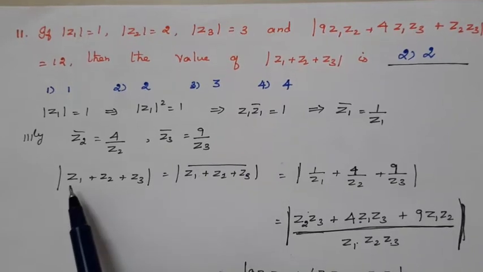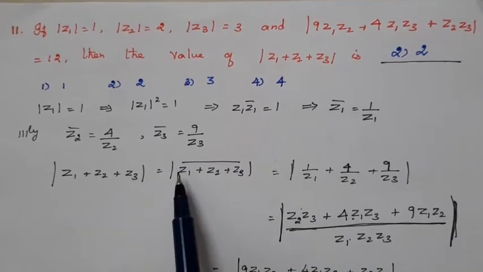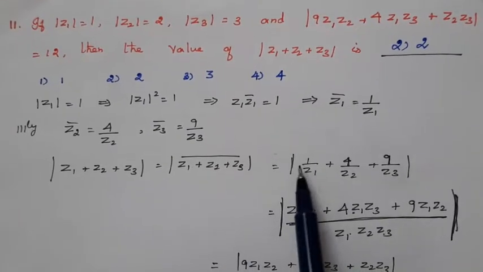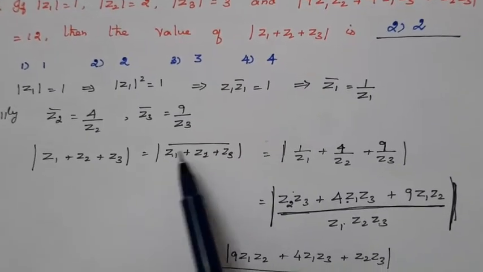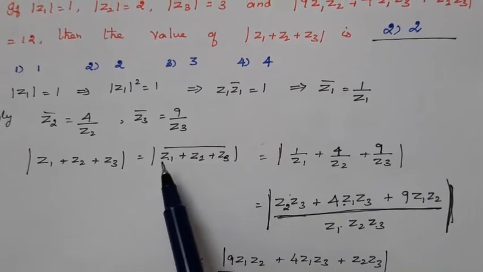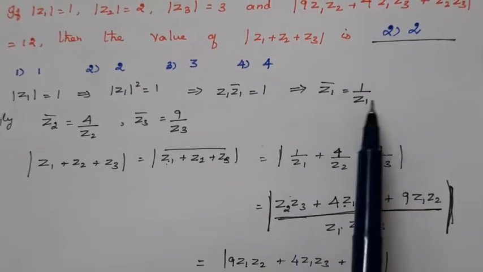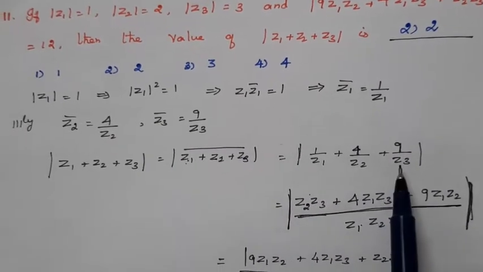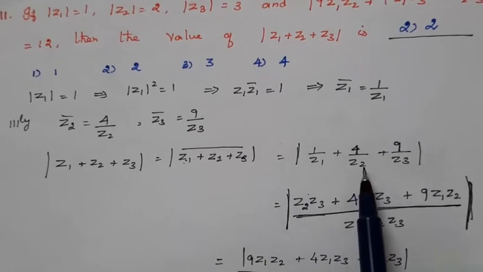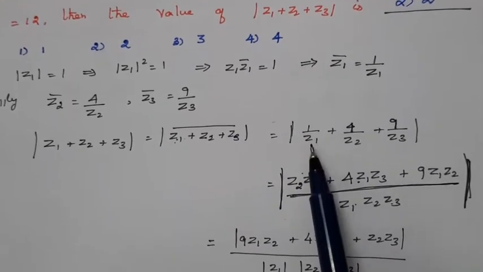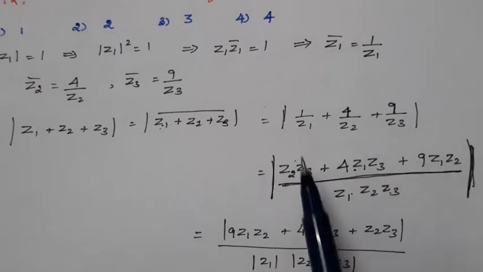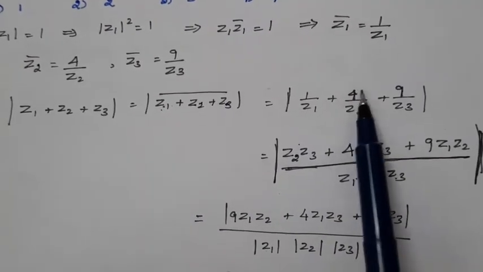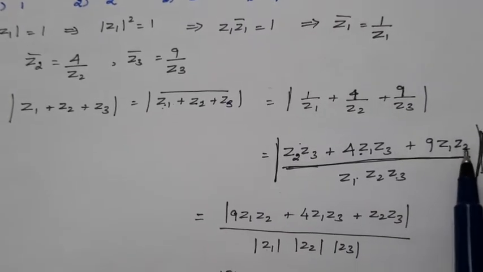So we are taking modulus of z1 plus z2 plus z3 is equal to modulus of (z1 plus z2 plus z3) the whole bar. And by the rule of conjugate, it will be expressed as modulus of z1 bar plus z2 bar plus z3 bar, and z1 bar is replaced by 1 by z1 and z2 bar is replaced by 4 by z2 and z3 bar is replaced by 9 by z3. I have left one step. Directly I have written as it is a 1 mark. Then taking LCM z1 z2 z3, here you have to multiply z2 z3 and here you have to multiply z1 z3 and here you have to multiply it by z1 z2.